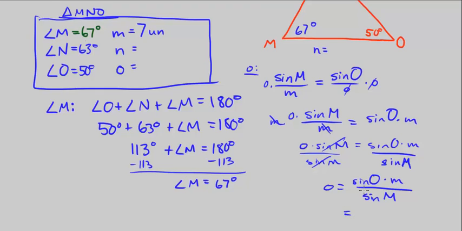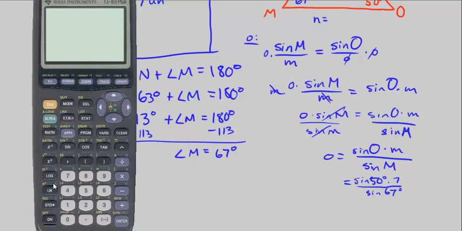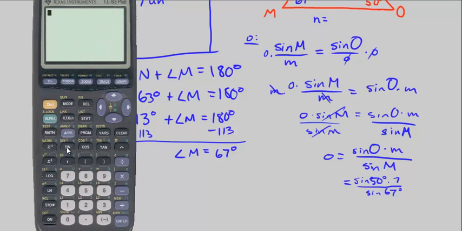Now I can just plug in what we know. Angle O is 50 degrees, so sine of 50 degrees times side M, which is 7 units, divided by sine of angle M, 67 degrees. Let's bring out our calculator. Make sure I'm in degrees mode, yes, because we have angles in degrees. Sine of 50 degrees times 7 divided by sine of 67 degrees gives us side O is approximately 5.825 units. I put all those digits, but I'm going to go with 5.825.